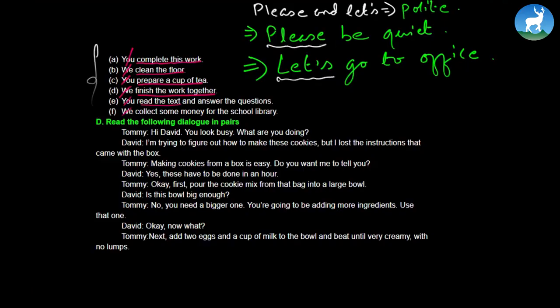Okay. Now, what follows here is a conversation. Okay, a dialogue is here. So let's read this dialogue. And let's try to figure out what this dialogue is all about. Read the following dialogue in pairs.